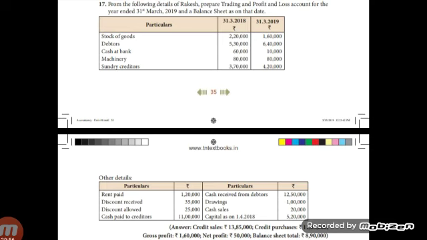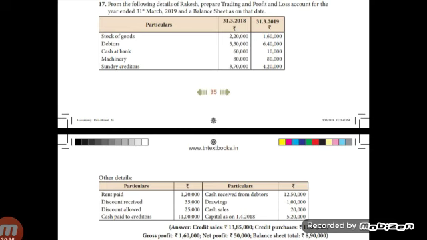Okay, next step, total creditors account. First enter the opening balance on the credit side as By balance brought down amount 3,70,000. Then all on debit side. To discount received 35,000. Then To cash paid to creditors. Then closing creditors as To balance carried down 4,20,000. You should balance, children. While balancing you will get credit purchase 11,85,000.